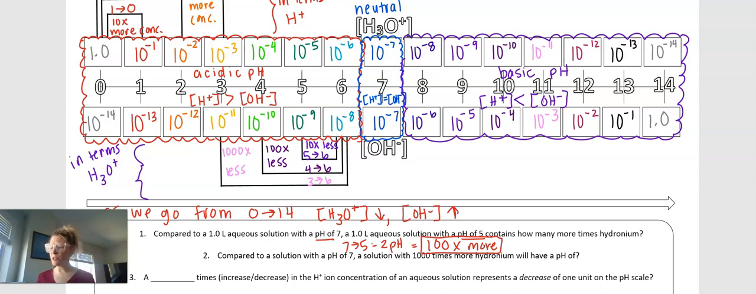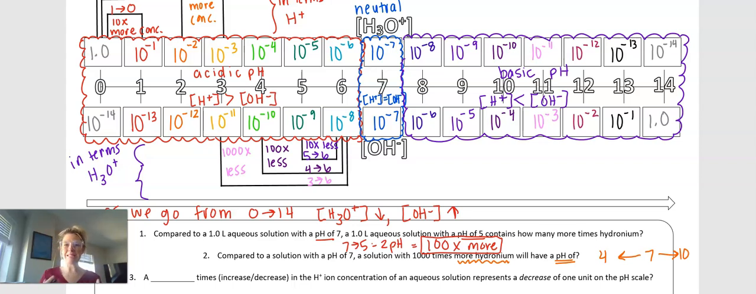Question 2. Compared to a solution with a pH of 7, a solution with 1,000 times more, okay, so we're talking about more hydronium, will have a pH of what? Now, here's where it gets a little tricky. I have a pH of 7. I want to have 1,000 times more hydronium. So there's 2 options of what could happen here, right? I have 7. I know that if I'm 1,000 times different, then I'm different by 3 pH values. So I could be talking about going to 10. I could be talking about going to 4.